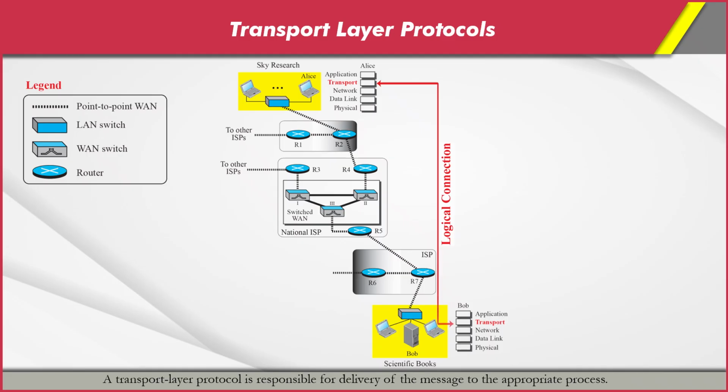In this figure we can see that Alice's host in the Sky Research company creates a logical connection with Bob's host in the Scientific Books company at the transport layer. The two companies communicate at the transport layer as though there is a real connection between them. This shows that only the two end systems, that is Alice's system and Bob's computer, use the services of the transport layer. All intermediate routers use only the first three layers.